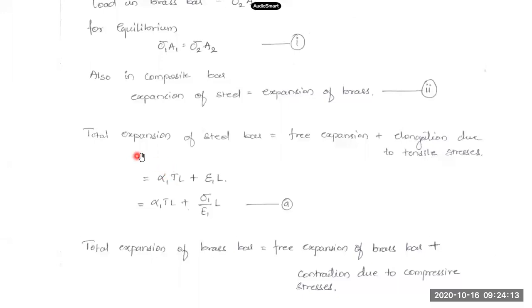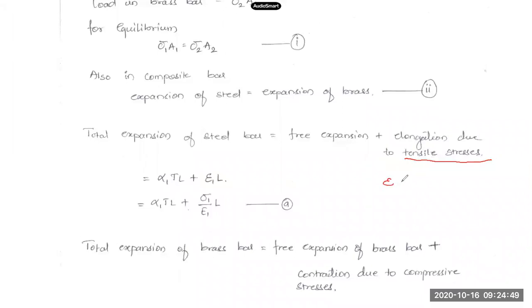Okay, delta L we had expressed in the previous derivation. What was that equal to? It is alpha T into L, the delta L formula we had seen in the previous slide. This is the free expansion given for any material, alpha T into L. Plus, I want to know the elongation of the steel bar due to the tensile stresses which are developed in it. So how can I get that?